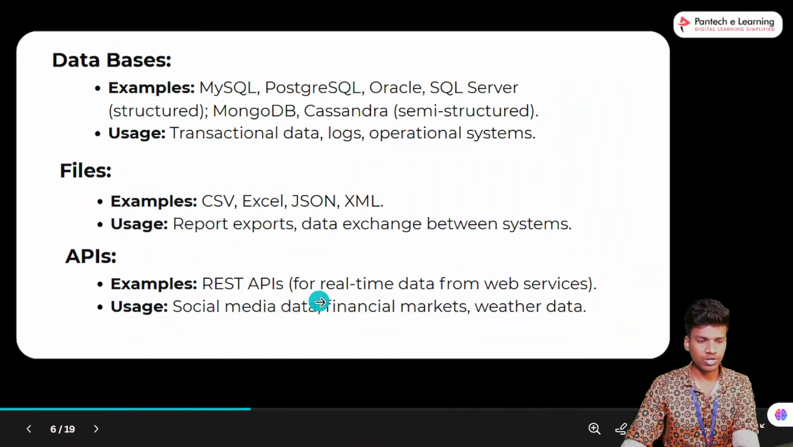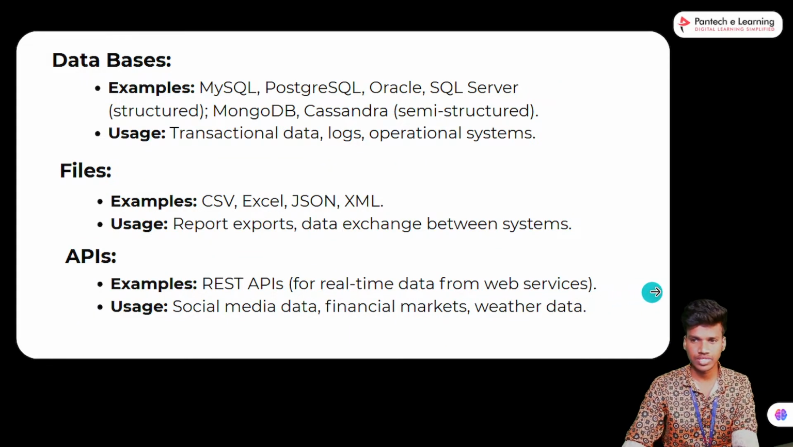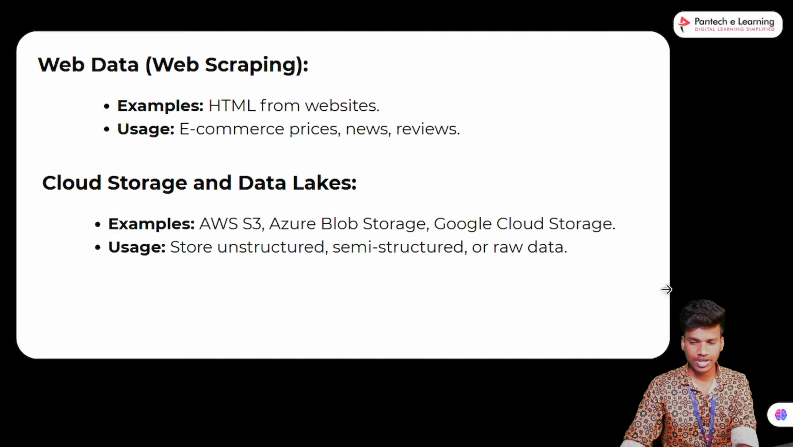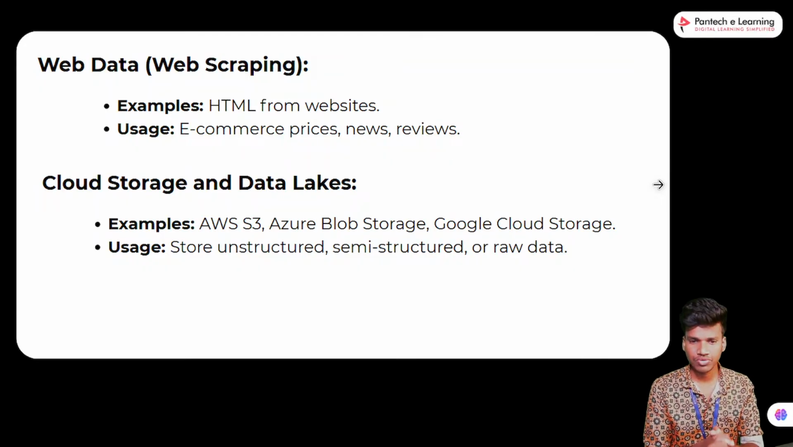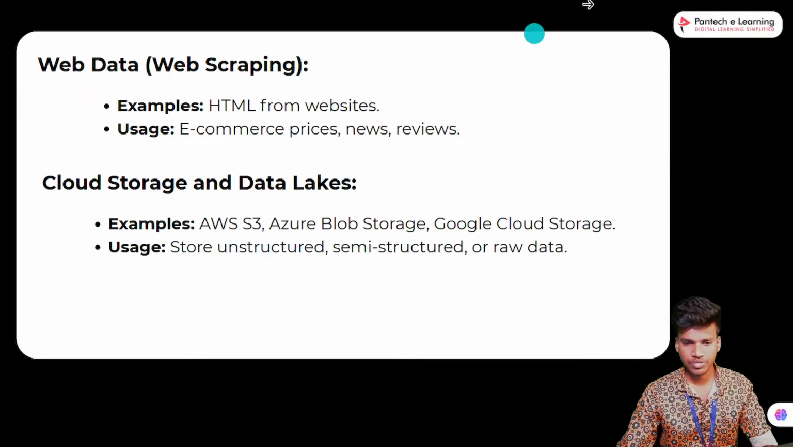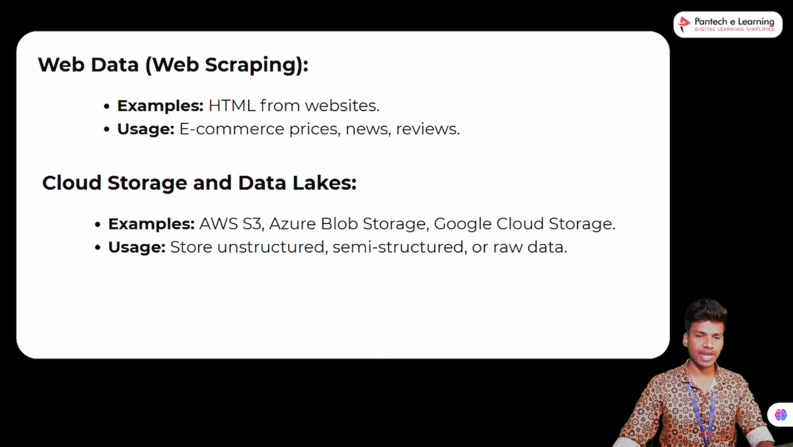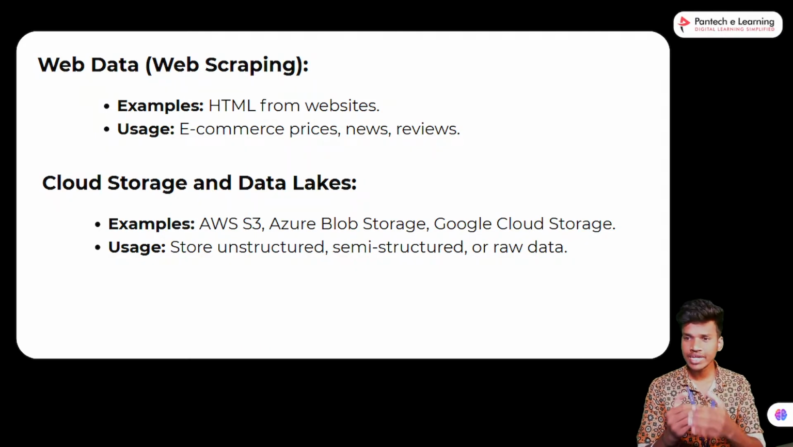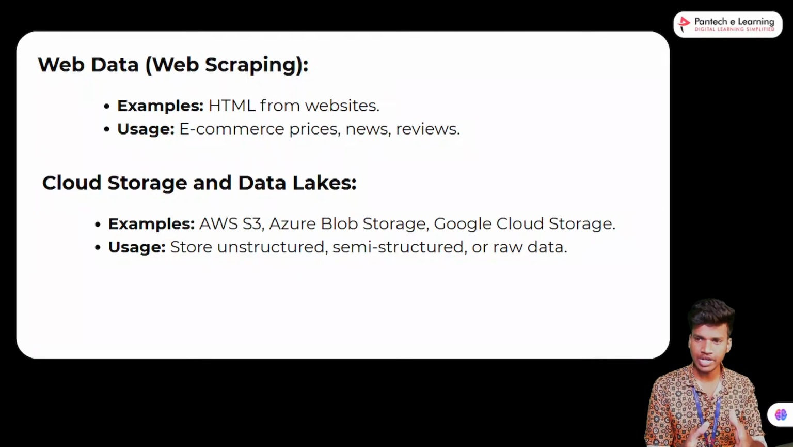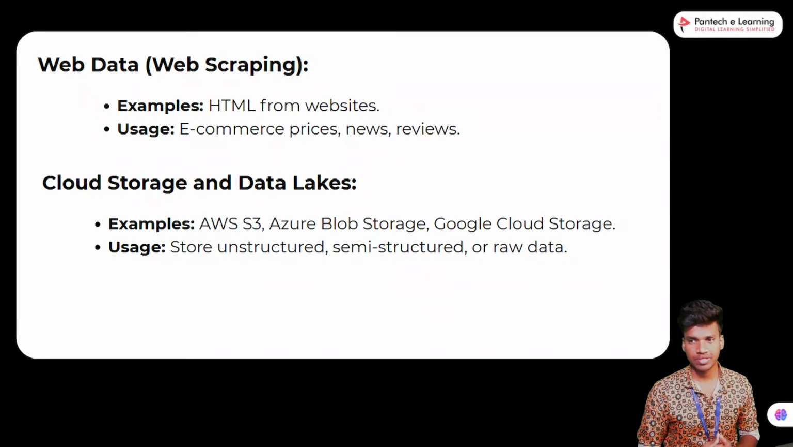The API's major work is to provide real-time data from web services. So next one is web data, like web scraping. So what is web scraping? Yeah, Gulshan is asking. Web scraping is to extract the data from a particular website and create another file, like an Excel file. That is called web scraping.